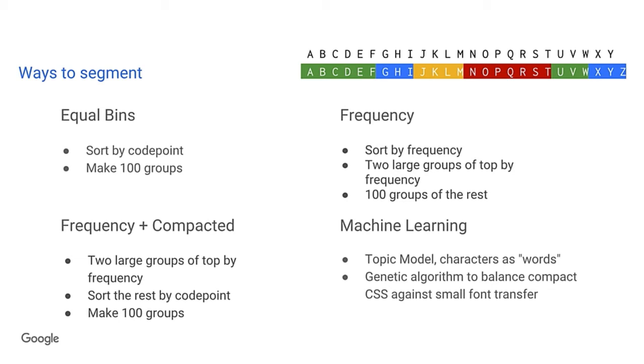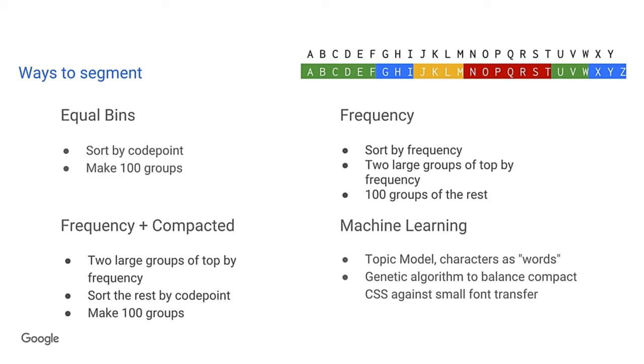So we can get a bit smarter about this and do something like a frequency-based thing. So we sort all of our code points by frequency. We have 2 large groups of approximately 1,000 code points at the top, and then group everything else into 100 groups of equal size. So frequency compacted is a slight variation on this. It uses those same first 2 groups, but for the remaining ones, instead of sorting them by frequency, we just sort by code point, so that way you get really nice compact Unicode ranges and a smaller overall CSS size.